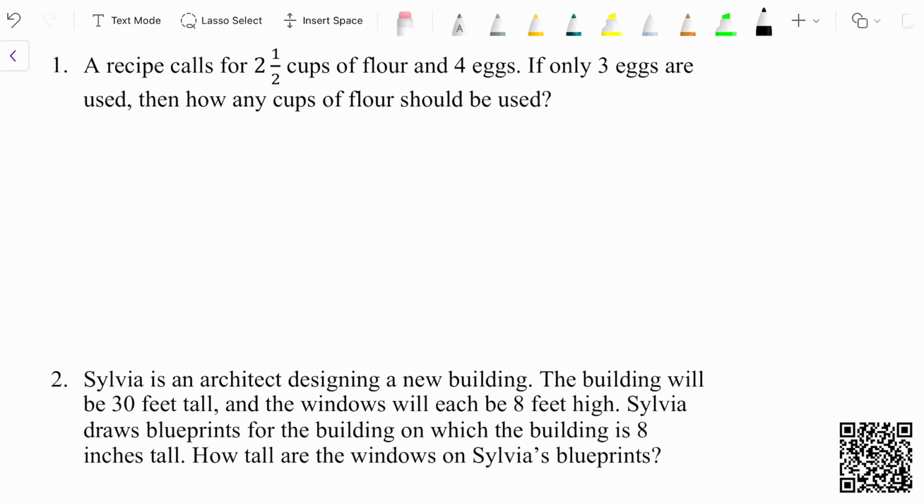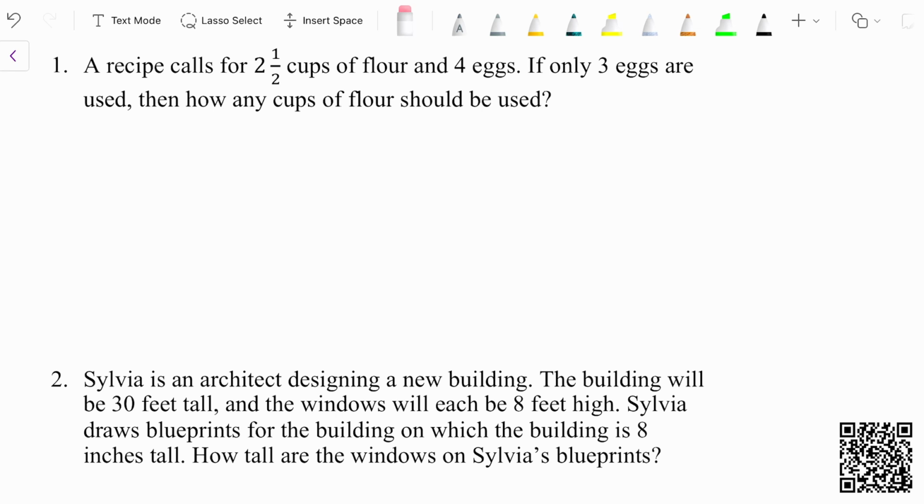Today's first question is, a recipe calls for 2.5 cups of flour and 4 eggs. If only 3 eggs are used, then how many cups of flour should be used? So, as you can see, our recipe modification is, since if you have 2.5 cups of flour for 4 eggs, if you only use 3 eggs, that means that you only use 3/4 of the amount of eggs that are in the original recipe.